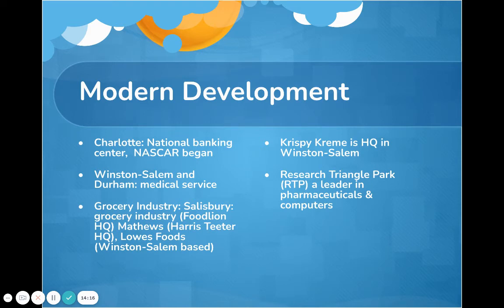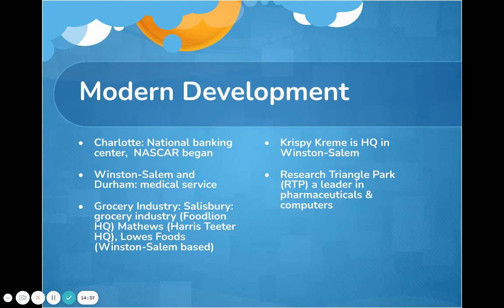Groceries got their start there, so the grocery industry in North Carolina. Food Lion is actually headquartered in North Carolina. So were Harris Teeter and Lowe's. Those are based out of North Carolina. So that means that's where they got started. You may find them in other states, but that's where they got started. That's where they're headquartered.